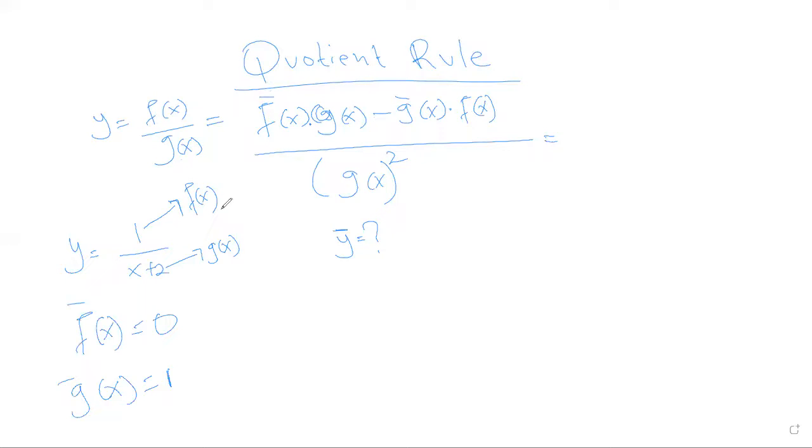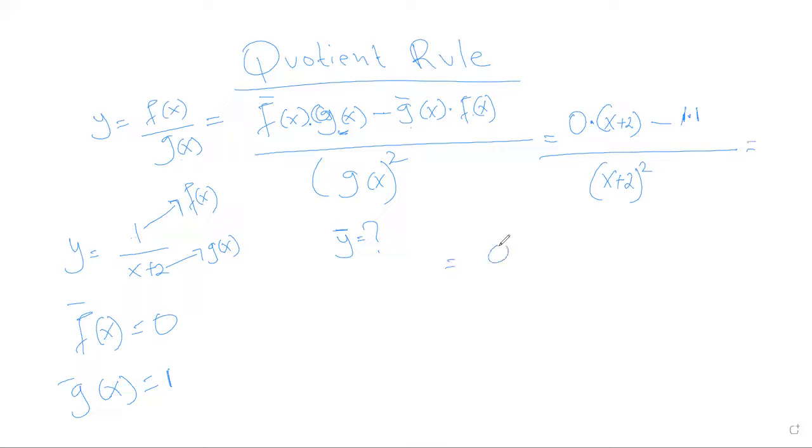The derivative of f(x) is 0. So 0 times g(x), which is x plus 2 according to our formula. Minus, according to my formula, we have minus here. The derivative of g(x) will be 1, then times f(x), which is 1. Then times another 1, divided by g(x) squared. g(x) is x plus 2, squared.